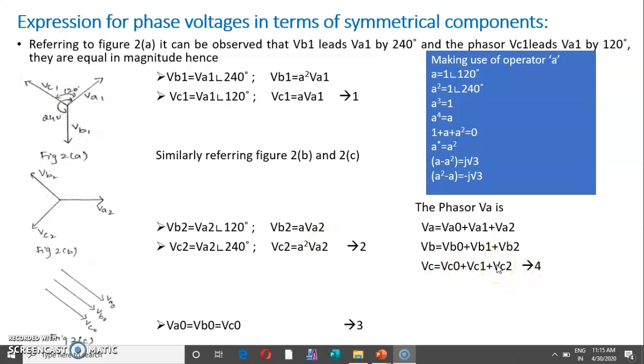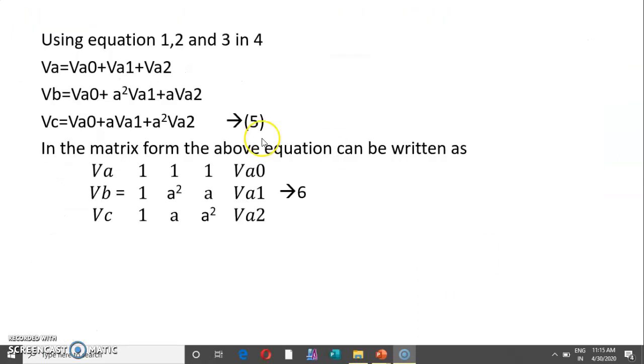If you use equations 1, 2, 3 in 4, we will get this. Just we have replaced it. So this equation can be written in the matrix form as VA, VB, VC on one side. The common factors are VA0, VA1, VA2, which I have taken as a column vector. The remaining will be here. We don't have any factor, so 1, 1, 1 will remain. Here we have 1, A square, A, and 1, A, A square. So that has been shown here.